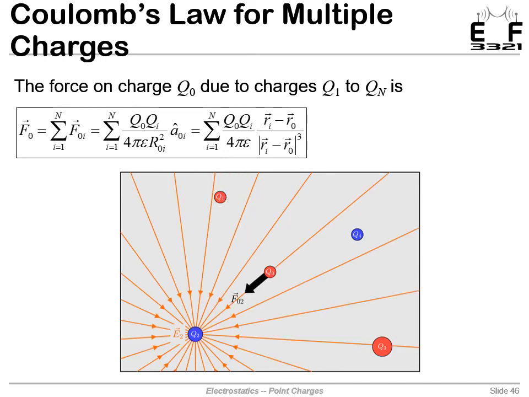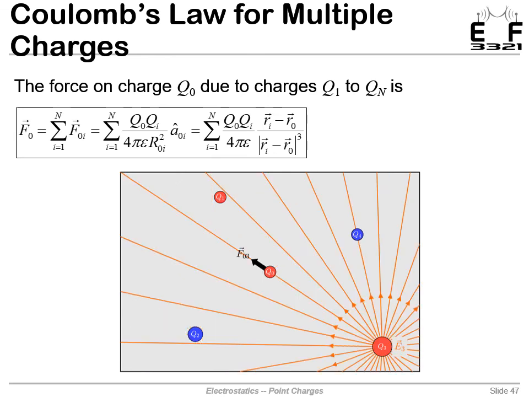Now we move to charge 2. In this case, it's a negative charge, so the electric field lines are actually converging onto Q2. And since Q0 is a positive charge, the force is in the direction of the electric field, and of course along one of those lines. Now we move on to the third charge. In this case, the electric fields are diverging from the third charge, and here's the force, F03, and of course it's along one of those field lines.